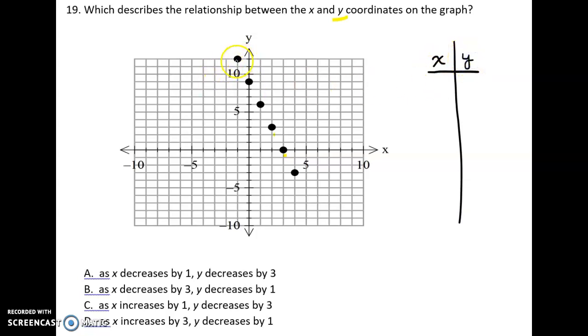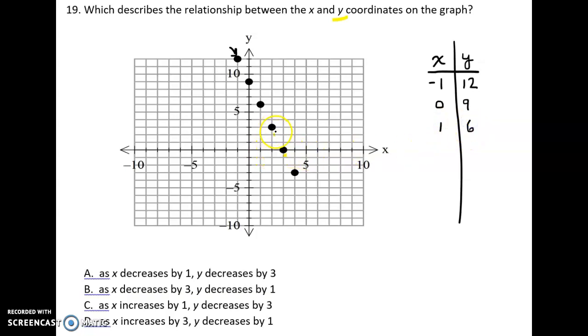So let's look at the first point. If we look at the first point located right here, then my x value is -1, and my y value is 10, 11, 12. So I got -1 and 12. For my next point, I've got an x coordinate of 0 and a y value of 9. So 0 and 9. For the next point, I've got an x value of 1 and a y value of 6.